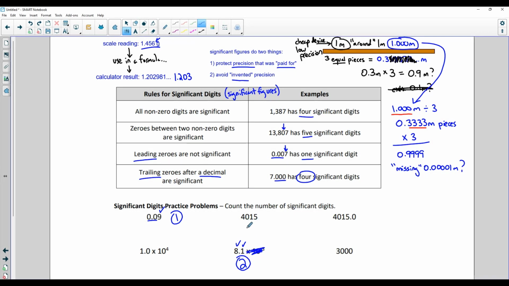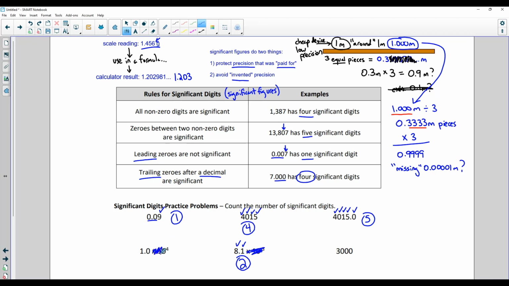So this problem right here, that's 4,015. And so these 3 are non-zero, so they count. And this one in the middle, the 0, is between non-zero digits, and so this one has 4. This one over here has a 0 between 2 non-zero digits, so it counts, so all those count. And this one right here is a trailing 0, so that is 5 significant digits.